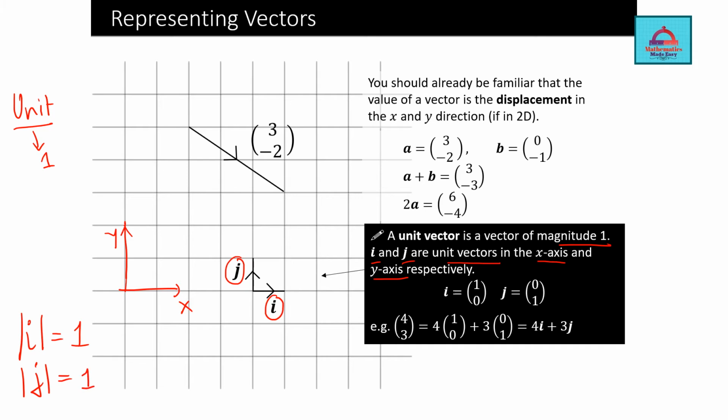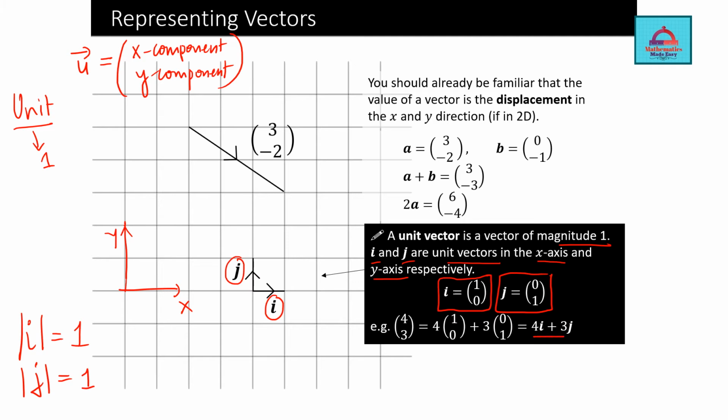These are unit vectors. So i can be written in the vector notation as (1, 0). j can be written as (0, 1). So here you are writing the x component on the top and the y component on the second row. So this is how you are writing. If a vector (4, 3) is given to you, any vector can be represented in terms of i and j. So (4, 3) can be represented as 4 times (1, 0) plus 3 times (0, 1), so 4i plus 3j.